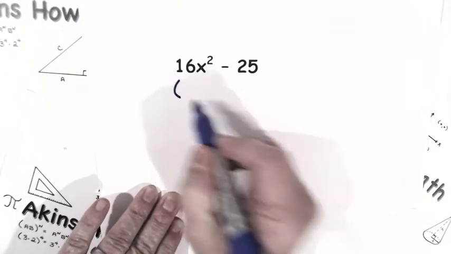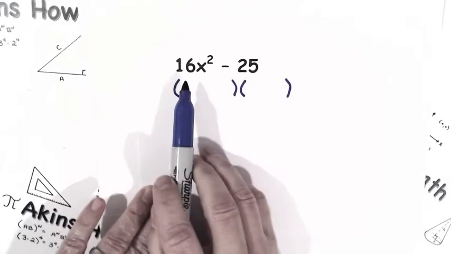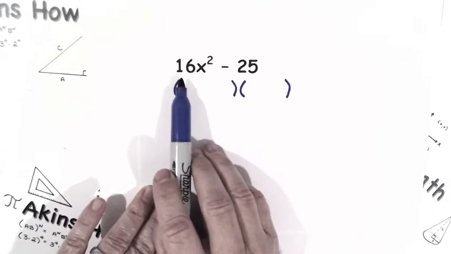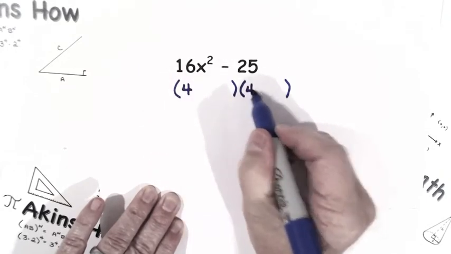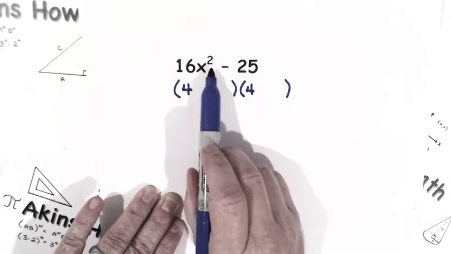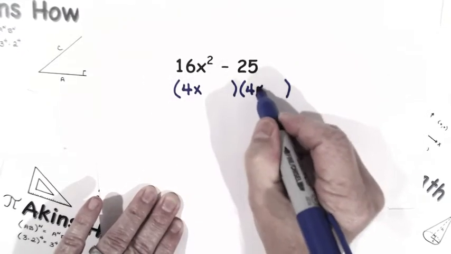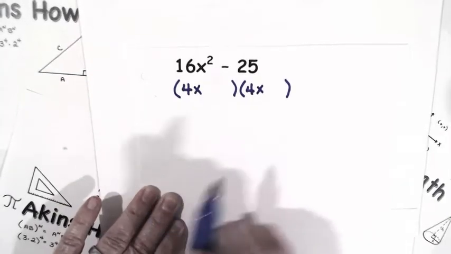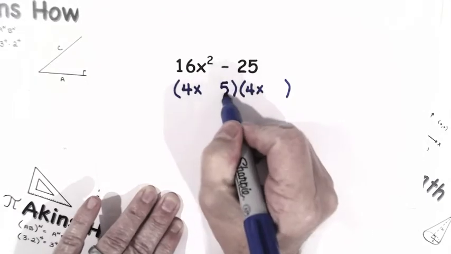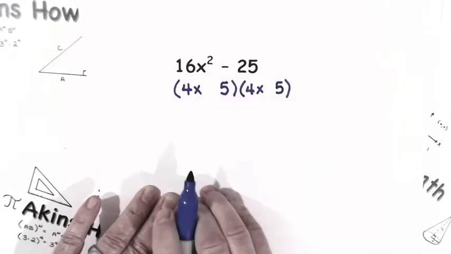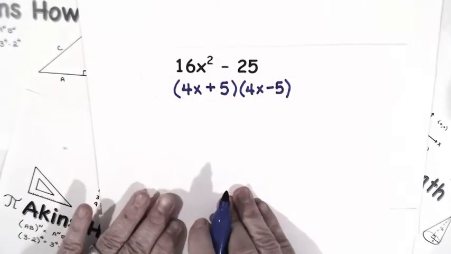I'm going to make two sets of parentheses. I'm going to take the square root of this number right here in the front. Square root of 16 is 4. So right there in the front of those parentheses, I'm going to put a 4. This exponent has to be even because I'm going to split it up evenly. Put 1x beside the 4, 1x beside that 4. I'm going to go to the back. I'm going to take the square root of this number. Square root of that number is 5. Put a 5 in the back. In one of them, I'm going to put a plus. The other one, I'm going to put a minus sign.